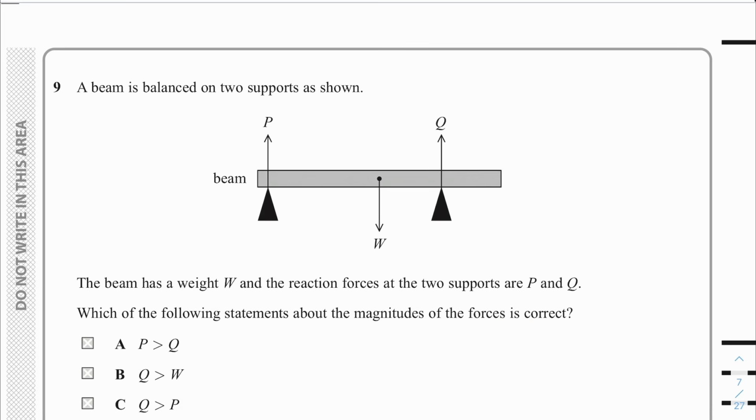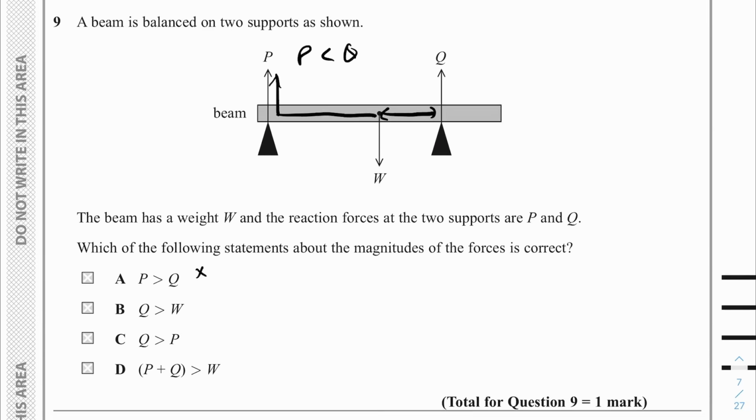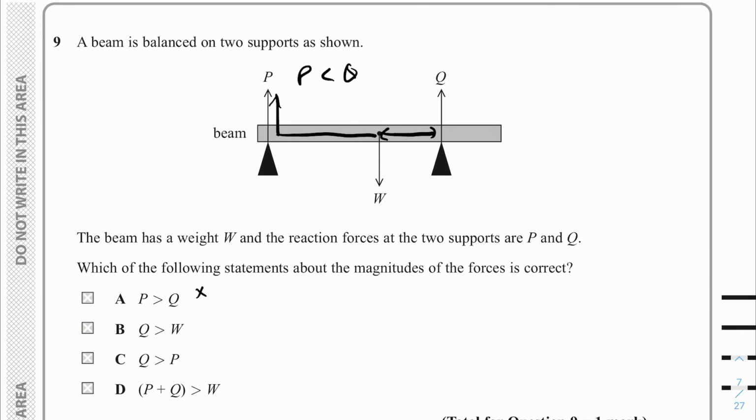That's not true because this is a greater distance. So that means P is probably lower than Q, because there's a greater distance here as opposed to here, right? So that's not right. Q is greater than W? We don't know whether the weight is greater than W or not, so we don't know whether Q is greater than W or not. So we can't say that.